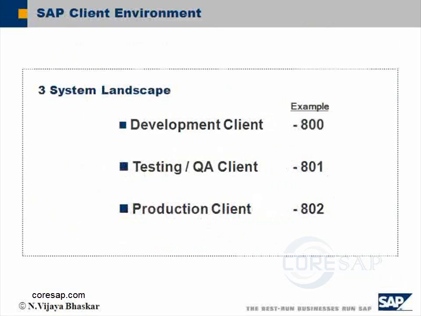Just as we have 3 types of servers, we also have 3 types of client systems, right? Typically, these 3 types of client systems are used: development client, testing or quality assurance client, and production client. This development client system is used by developers like us, all these functional and technical consultants, FI, CO, SD, MM, HR, ABAP, basis, right? All these guys will be using the development client system to develop the application.